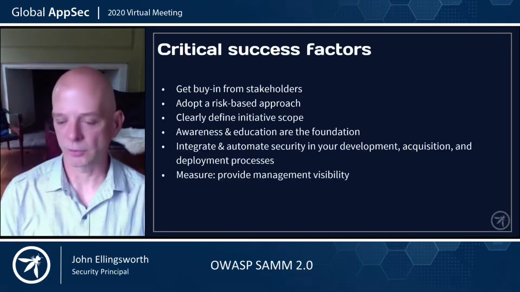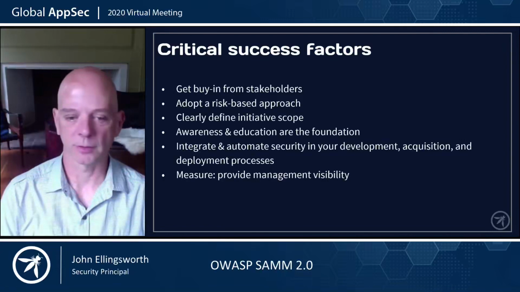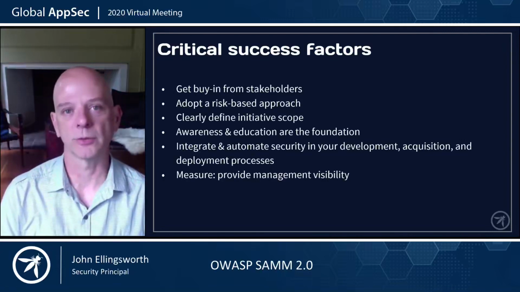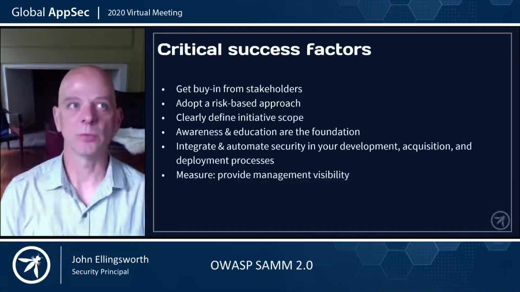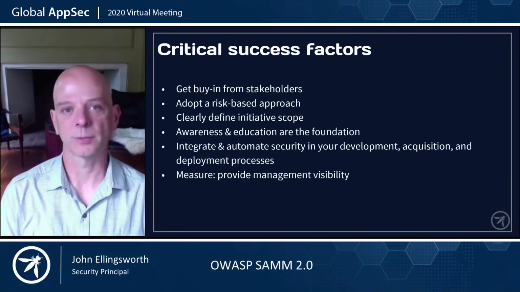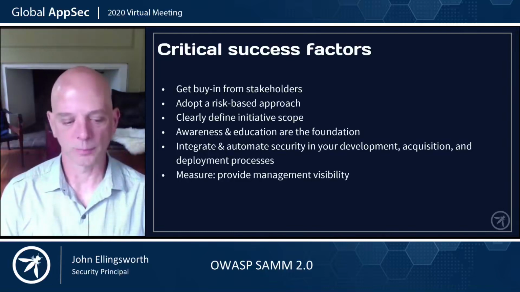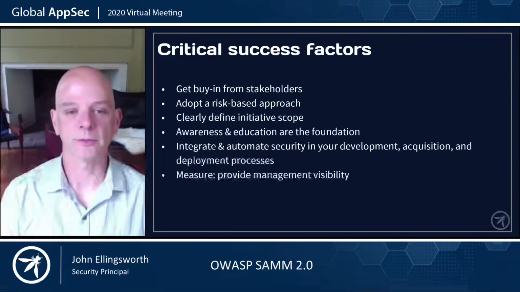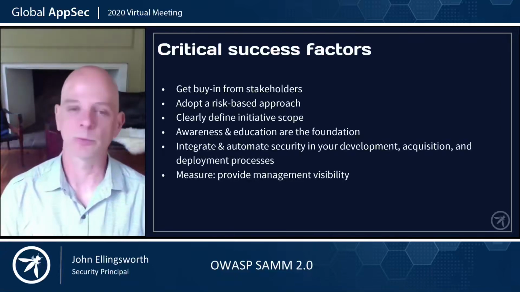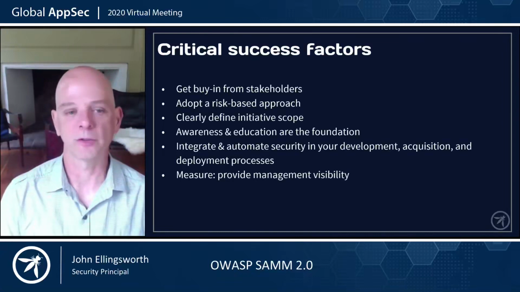Clearly define the initiative scope. Scope is one of the more interesting challenges within SAMM, in that you need to very clearly understand what applications are in scope for the assessment and the metrics that you're going to be generating from that assessment. For example, in a large corporation, you may have multiple lines of business, and within those lines of business, you may have multiple product teams, each with their own independent software development teams supporting those products.